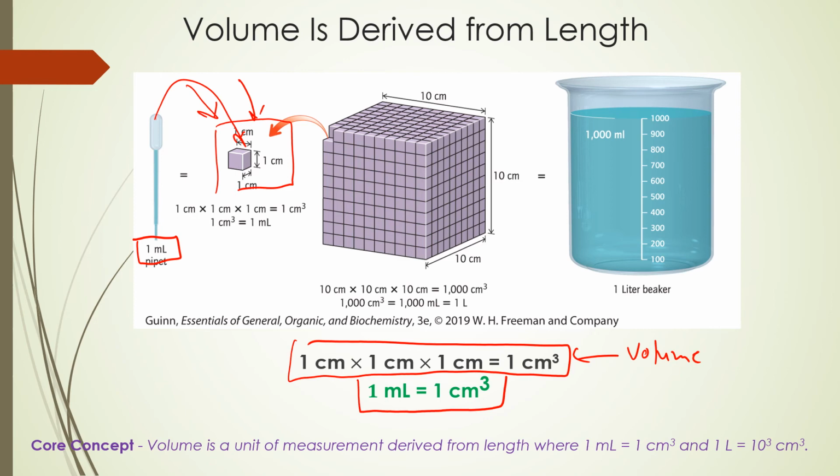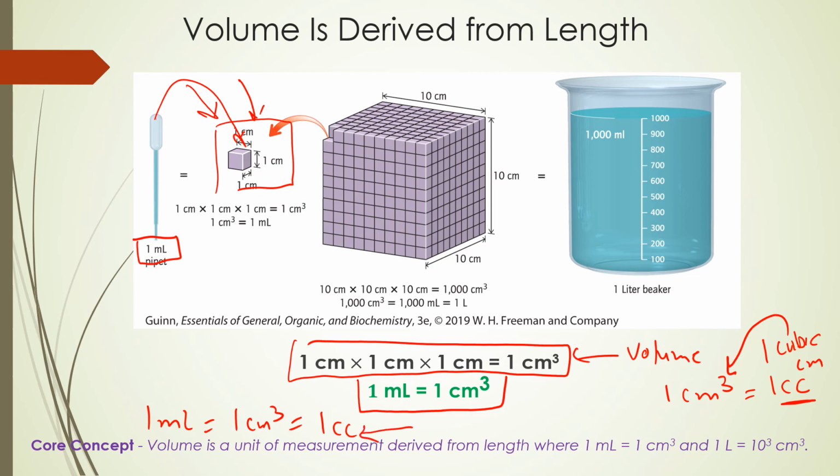Now 1 centimeter cube is also known as 1 cc, where cc means cubic centimeter. 1 cc is 1 cubic centimeter, which is the same as saying 1 centimeter cube. So remember, 1 milliliter is equal to 1 centimeter cube, and it is equal to 1 cc. Anyone who's interested in automobiles would know that cc is used to define the size of displacement of an engine. For example, many cars have 2000 cc engines, or smaller motorbikes have 600 cc engines. That means the cylinder volume in the engine is 600 cubic centimeters.